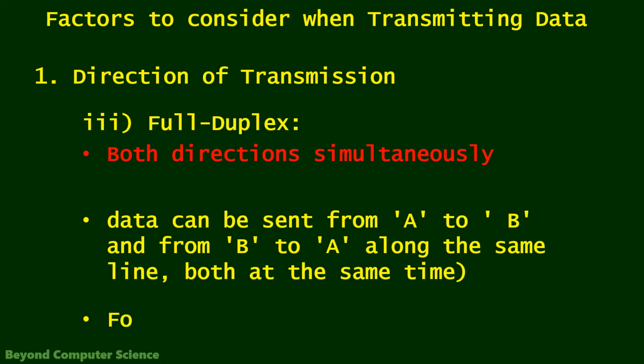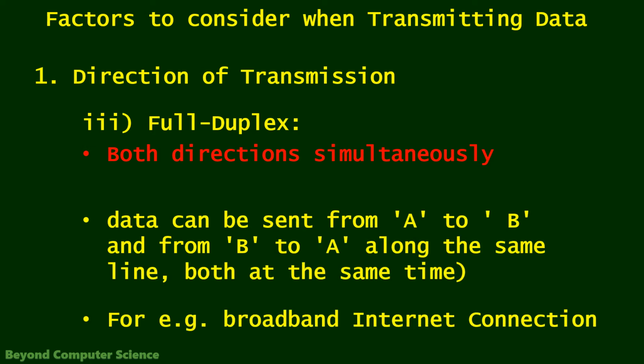All the internet, a conversation on a phone line, or a broadband internet connection is a full duplex transmission. Phone communication, using the internet, all of these are simultaneous transmission between the sender and receiver. Both can be a sender and both can be a receiver.